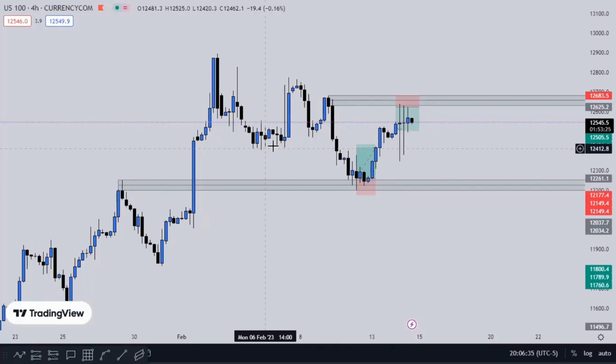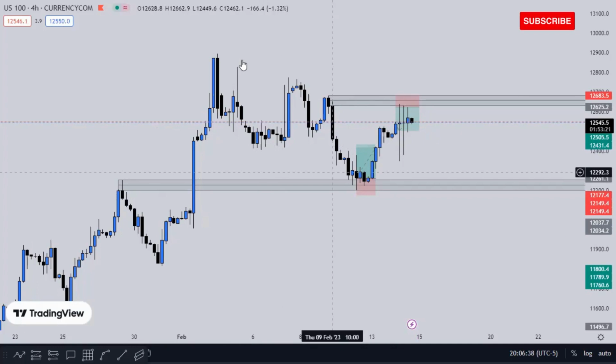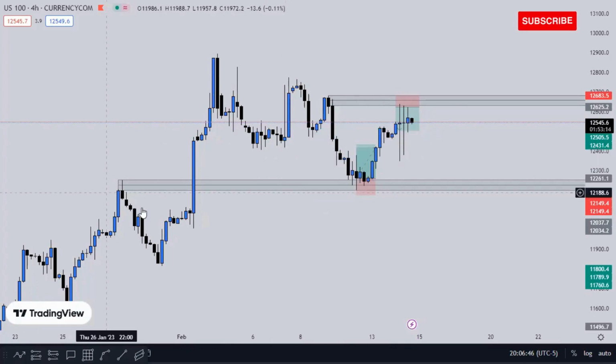So it might just reverse, because if you can see here, there's also some kind of reaction. If I'm buying this market, I don't want to go past this level. I just want to make sure I'm out before the market reaches there. And that's exactly what I did.